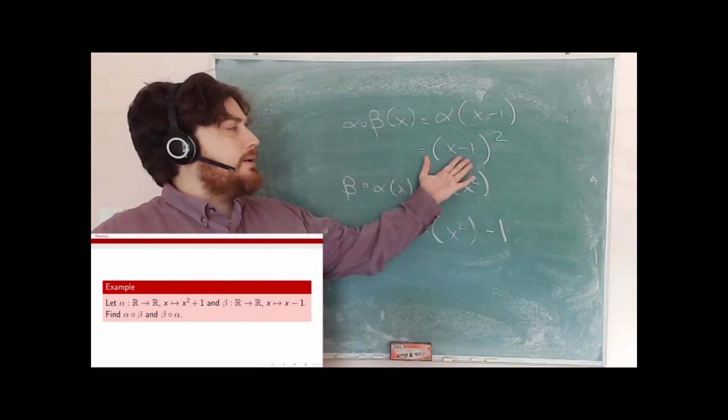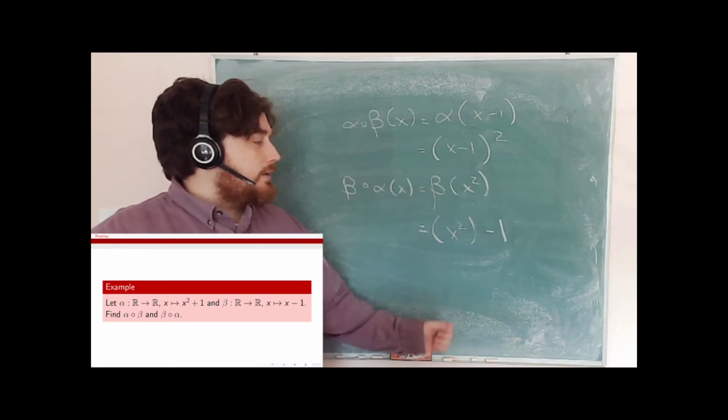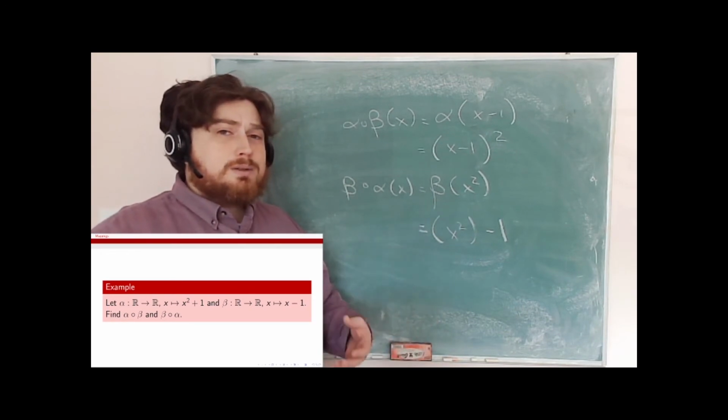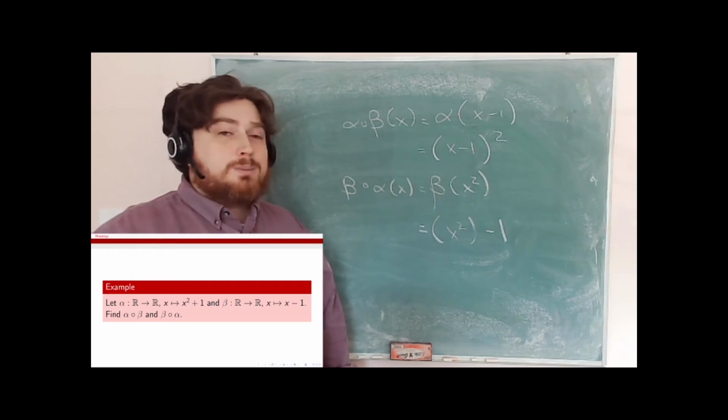So alpha of beta was x minus 1 squared, but beta of alpha was x squared minus 1. Note again, these two are not equal, so we don't get the same answer both ways. So again, we do have to be careful about the direction that we're doing the composition in.